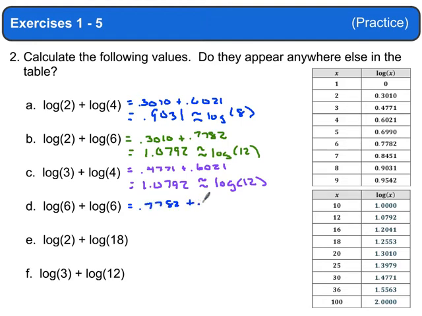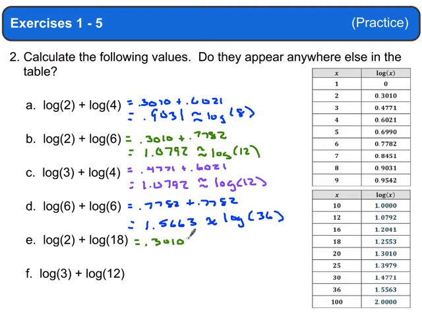If we did log 6 plus log 6, so that's like adding up 0.7782 plus 0.7782. So when we do that, we get 1.5663, and we find out that is approximately the same thing as log 36.